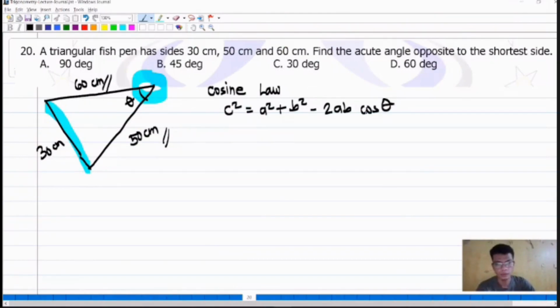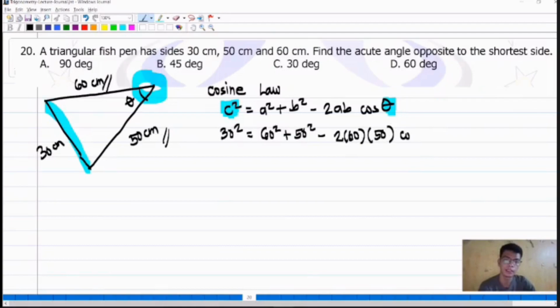So this is the angle theta, and yung nandito sa left side ay yung magka-opposite na part. So, ang magka-opposite na part sa atin, the angle theta and the 30 centimeter side. So, therefore, yung a and b natin is the 60 centimeter side and the 50 centimeter side. So, minus 2, 60 times 50 cosine theta. Try na lang natin mag-shift solve.